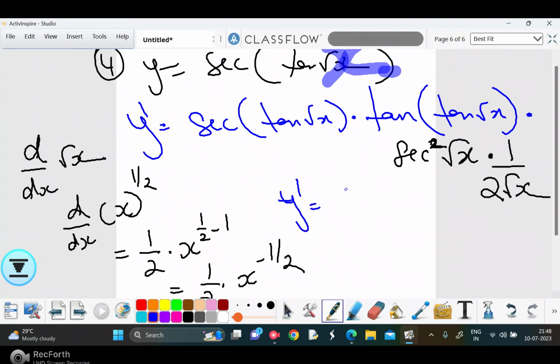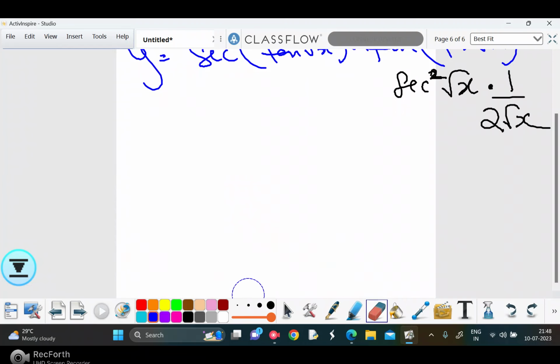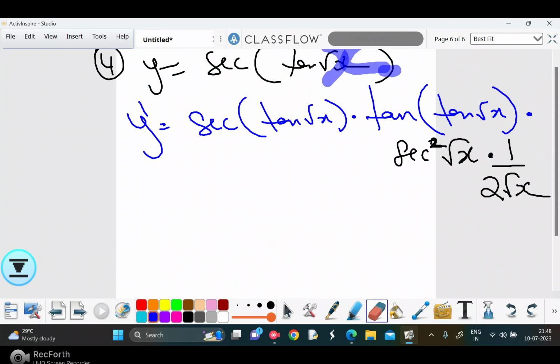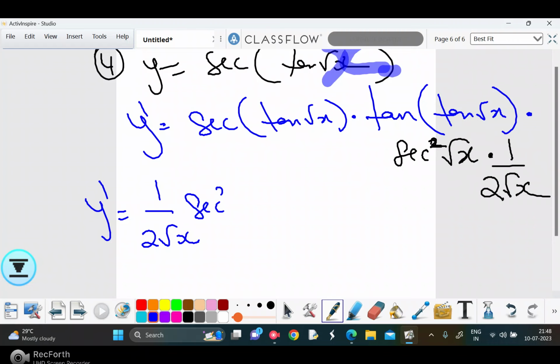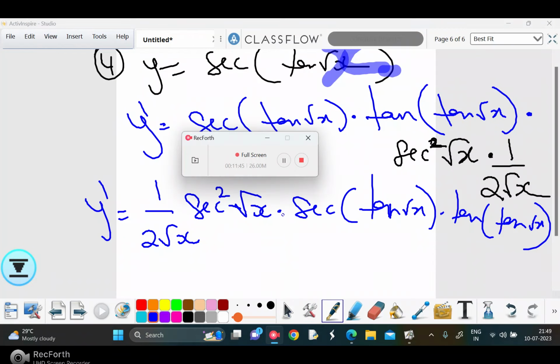So my final answer is going to be, I'll write it here, y dash is equal to, I can write these things in the front, 1 by 2 root x, secant square root x, into secant tan root x, into tan of tan root x. That is my y dash.